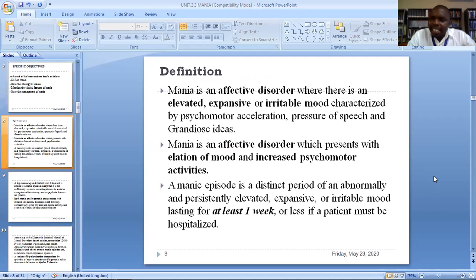Definition. What is mania? Mania is an affective disorder where there is an elevated, expansive, or irritable mood characterized by psychomotor acceleration, pressure of speech, and grandiose ideas. Now, we've mentioned the elevated mood already. We've discussed the term expansive. We've also looked at the term irritable.